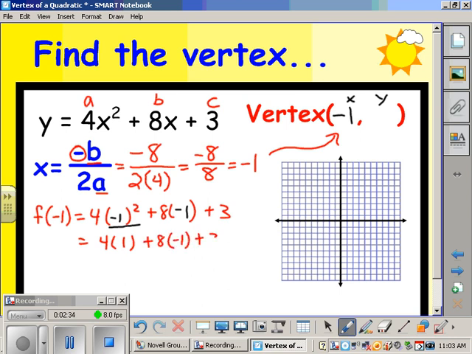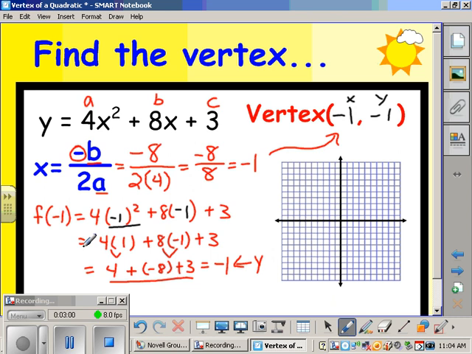I'll drop everything else down. Then we'll do our multiplying, because that comes next in the order of operations. So 4 plus negative 8 plus 3. And then we can add all those numbers together. So 4 plus negative 8 is negative 4, and negative 4 plus 3 is negative 1. And negative 1 will also be our y value in this particular problem.